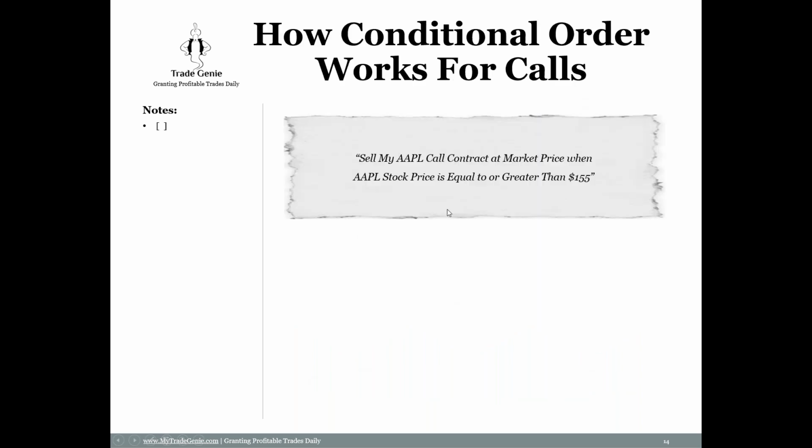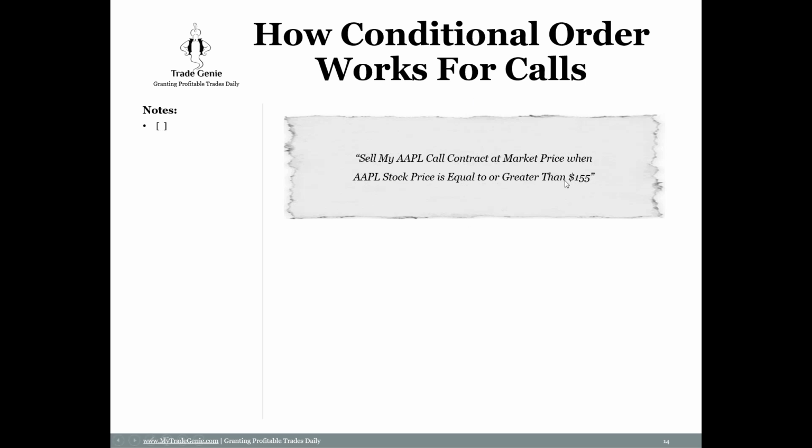So how a conditional order works for calls. I'll explain for calls, and the same concept applies for puts. A conditional order says: sell my Apple call contract at market price when Apple stock price is equal to or greater than 155. In the brokerage platform, there is a sign called equal to or greater. In other words, Apple needs to trade at 155 or higher, then your sell order becomes a market order, and it gets executed at the last price or whatever the price is at that time.